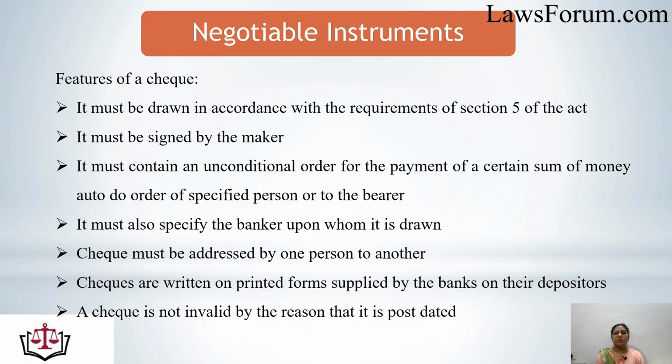It must also specify the banker upon whom it is drawn. So this is the additional condition which separates the check from the bill of exchange: in case of bill of exchange, the banker is not required, but in case of check, a specified banker is required, and it must be mentioned on the face of the check upon whom it is being drawn. Check must be addressed by one person to another.